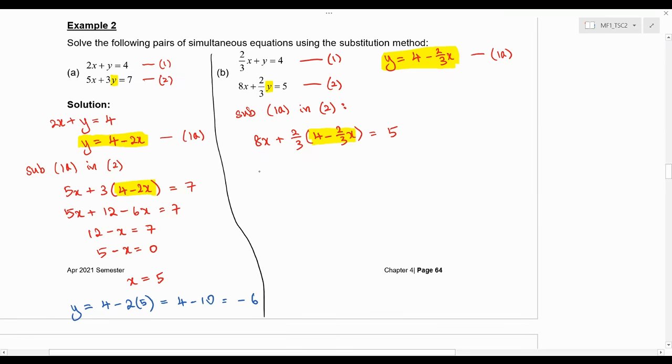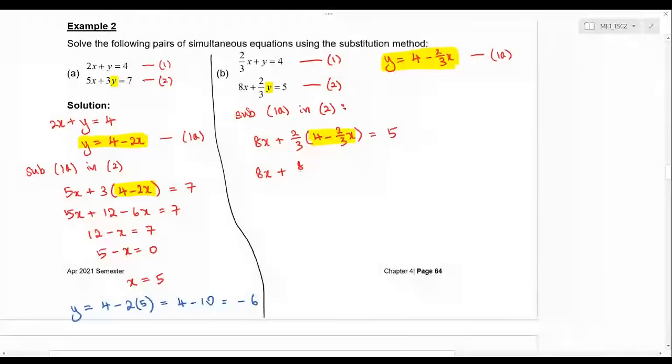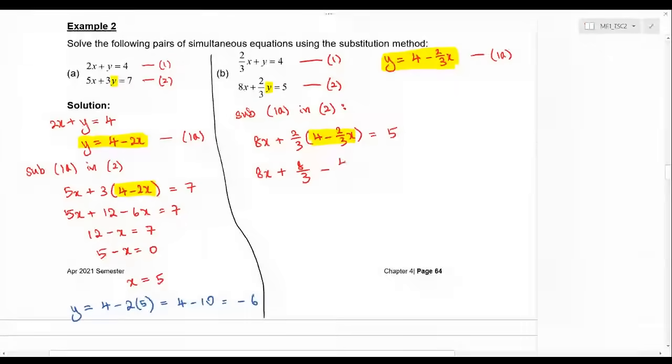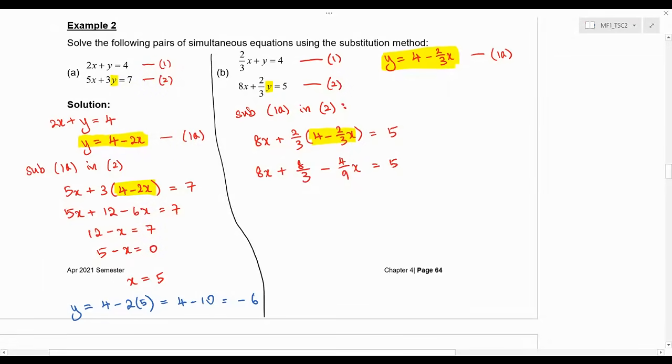So now I'm going to simplify the entire thing. 8x plus 2/3 times 4 is going to be 8 over 3, right? Minus 2/3 times 2/3 is going to be 4 over 9x. And this is 5. Right, so since they are all fractions, you might want to kind of make them into integers. You can do that, or you can just work on it directly. Up to you. It doesn't matter, right? So I'm going to do it directly.